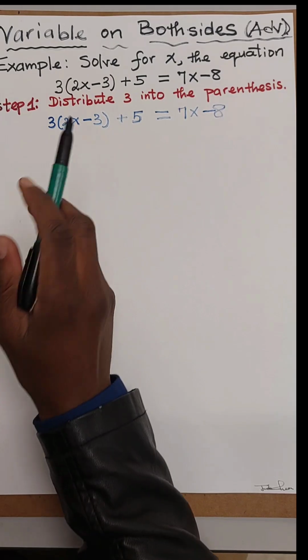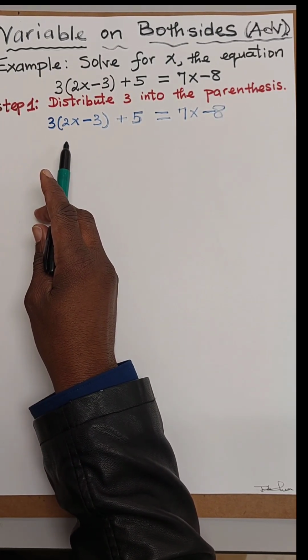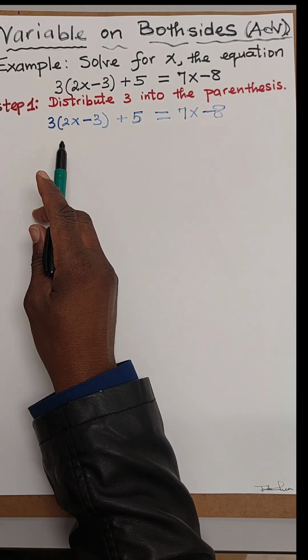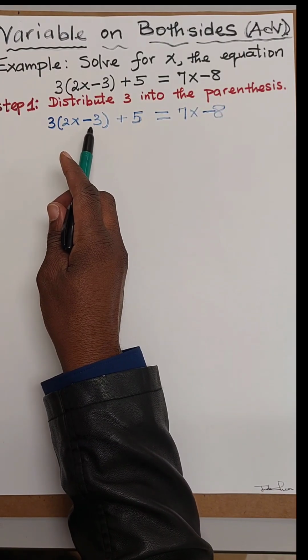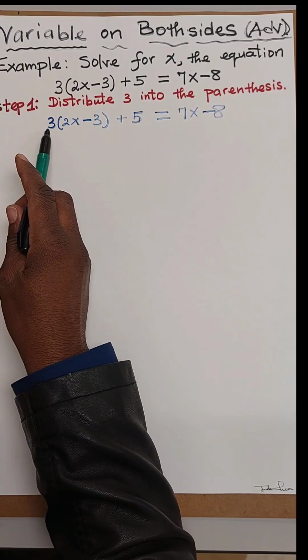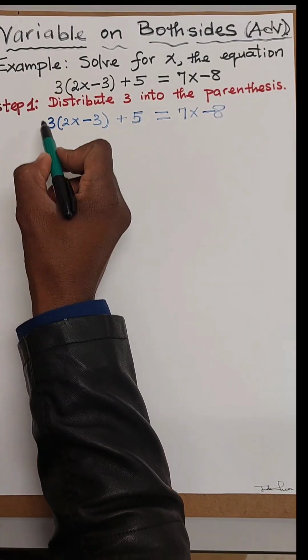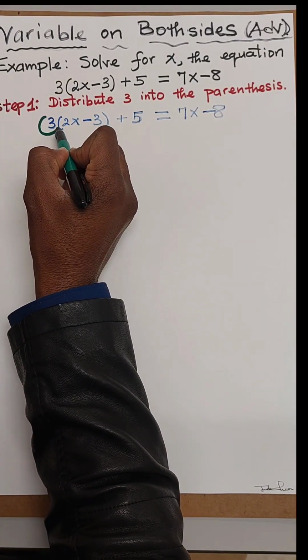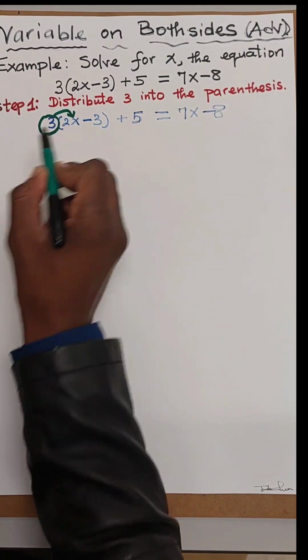We know that every time we see parentheses, we must start by removing the parentheses, because these two terms, 2x and -3, are trapped in this parenthesis here, and the key is this factor of 3 that is out here. So we will start by distributing this factor of 3. Distribute means we're going to multiply the terms in there.